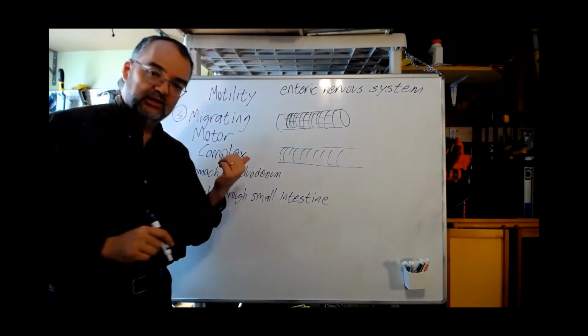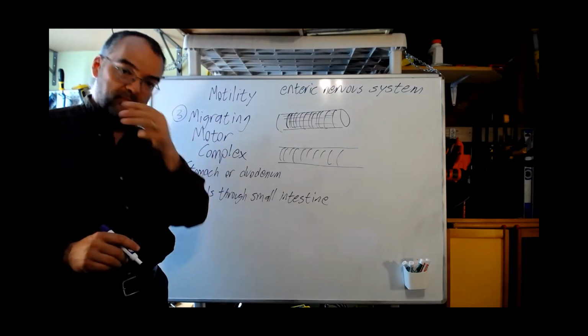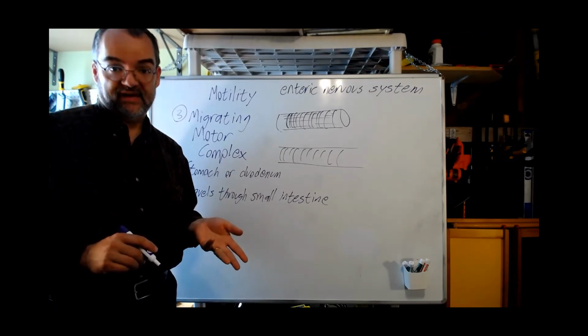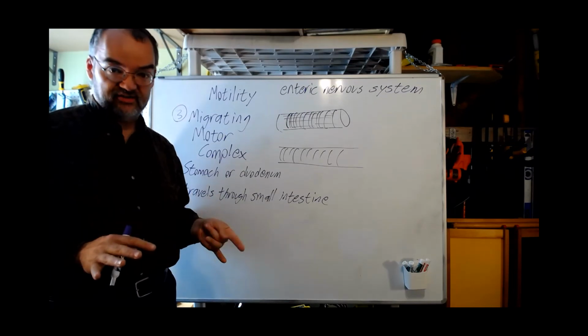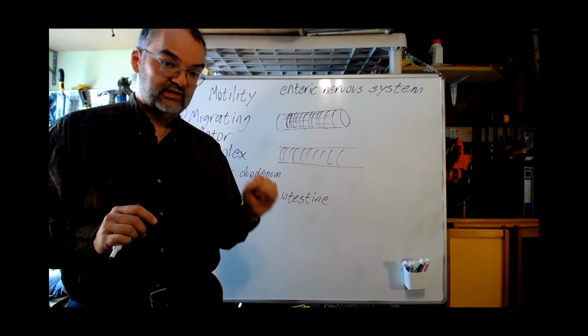There are clinical conditions where people have dysfunction in this, where they don't have normal migrating motor complexes. And in those people, you often get overgrowth of bacteria in the small intestine, which is a recognized condition. You're not supposed to get a lot of bacteria there. In any case, this does not go on into the large intestine.